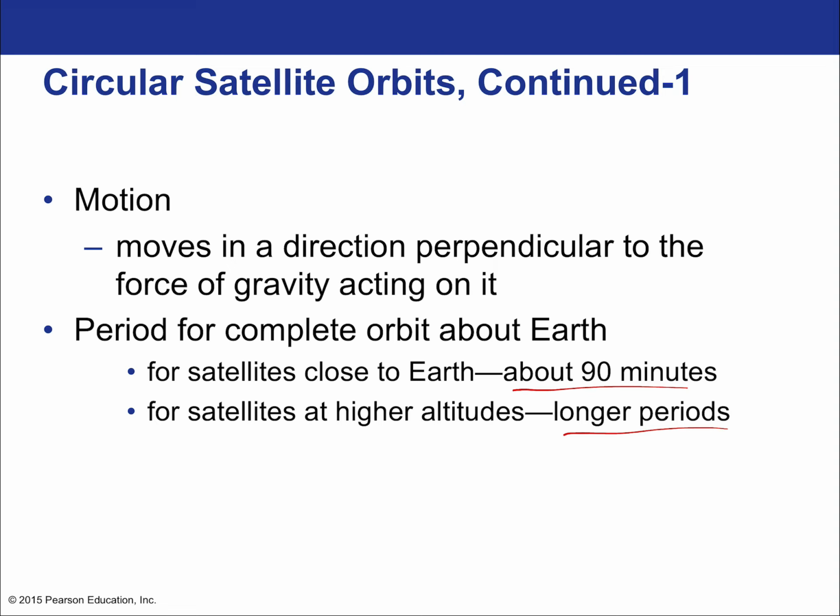And case in point, think about the moon. The moon is so far away, 60 Earth radii away, that, because it follows all the same rules as man-made satellites, its orbital period is about 27 Earth days. So the further away, the slower the period. And you can think about that because the further away, the weaker the gravity.